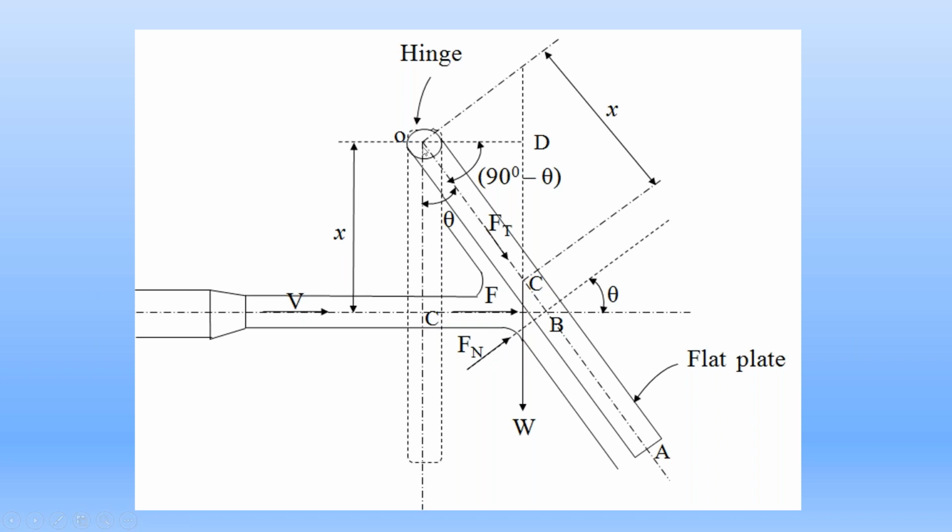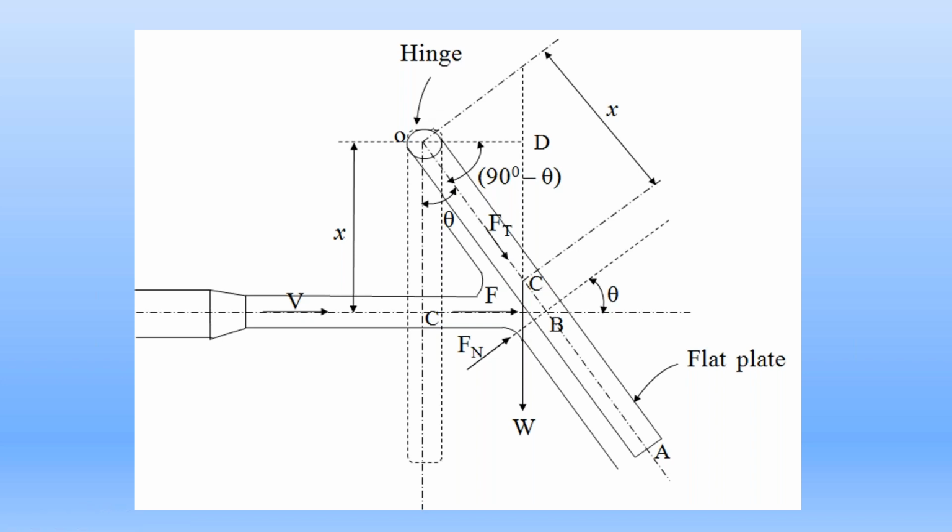So after the deflection, this metal plate, having the hinge at top, is subjected to the moment due to the weight of the metal plate, that is W into OD in the clockwise direction. Then also the moment due to force Fn, that is Fn into the perpendicular distance OB in the anti-clockwise direction.